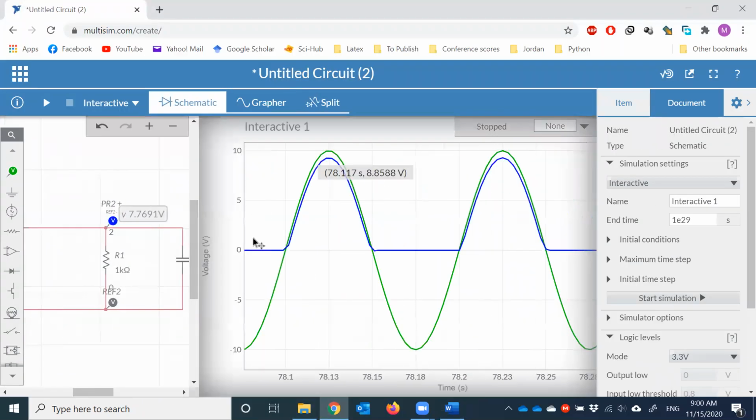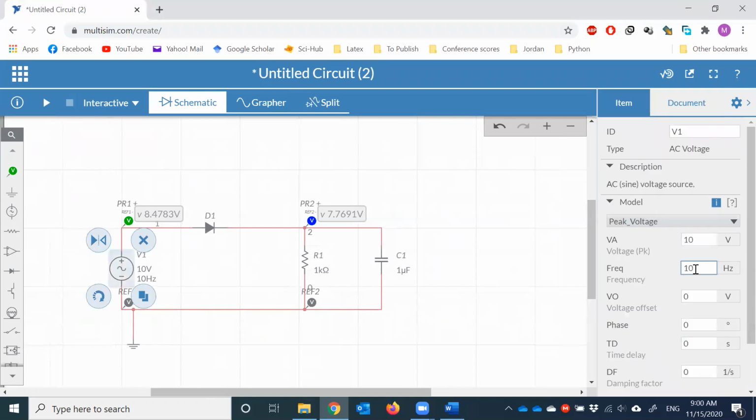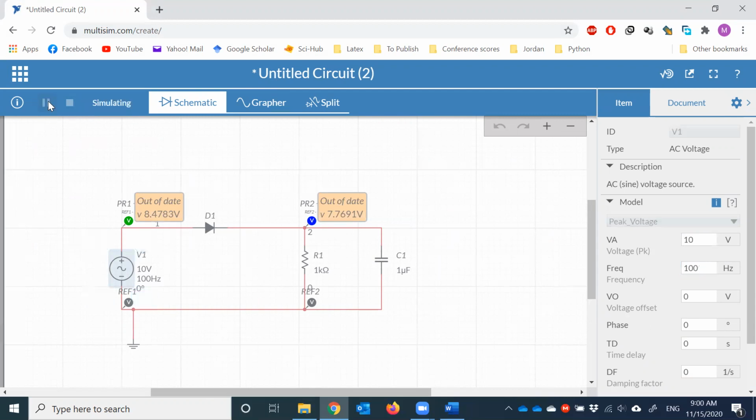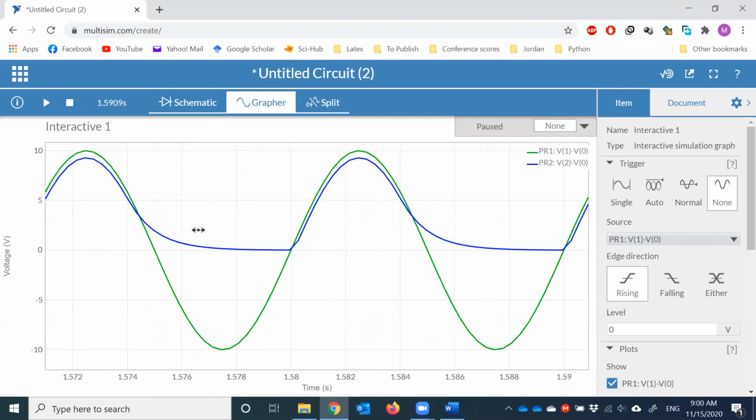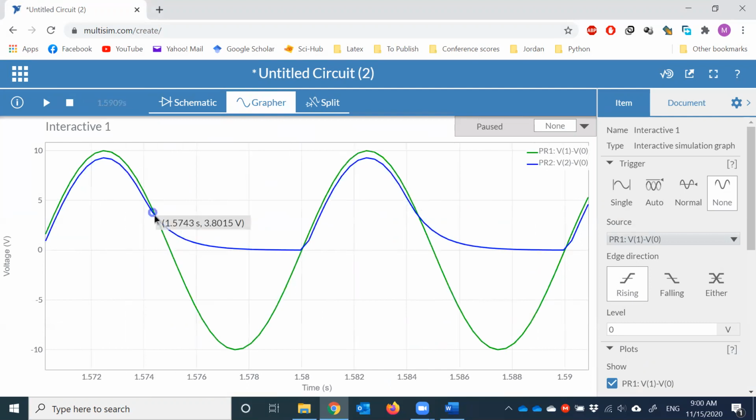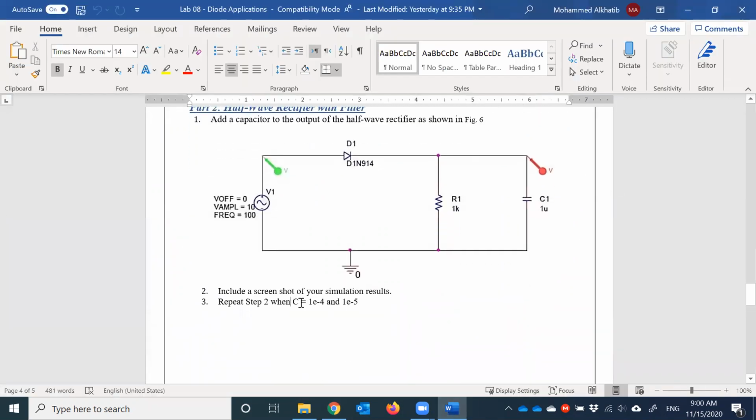So let's go to the frequency, 100 hertz. Let's run. Graph, and there you go. You see how the waveform now becomes, let's say, not immediate half cycles. And you need to try with different values of capacitor.